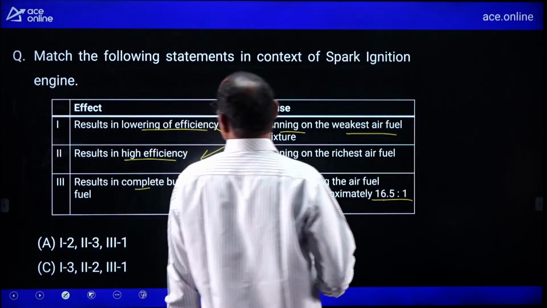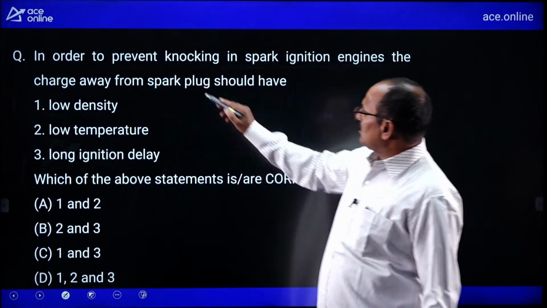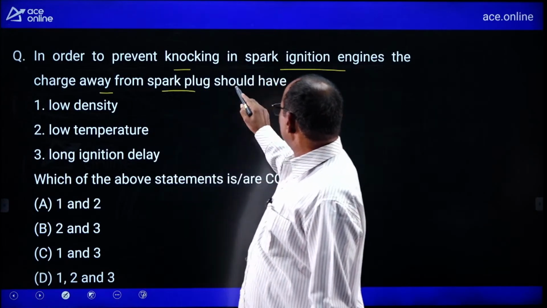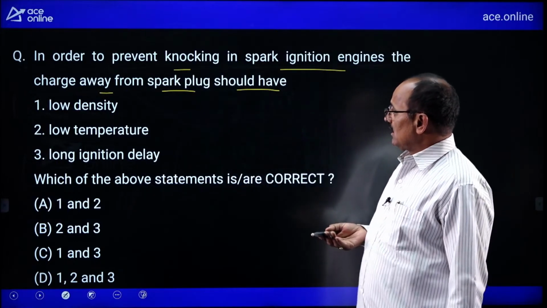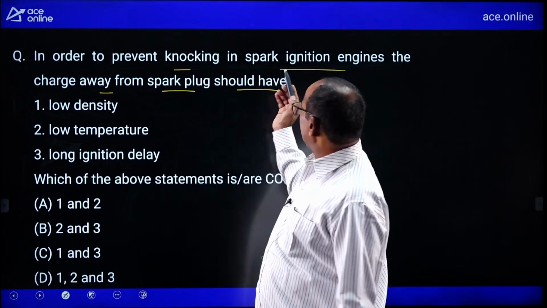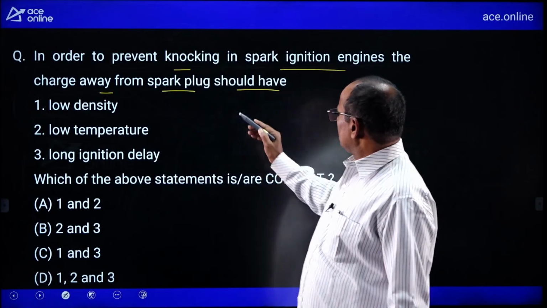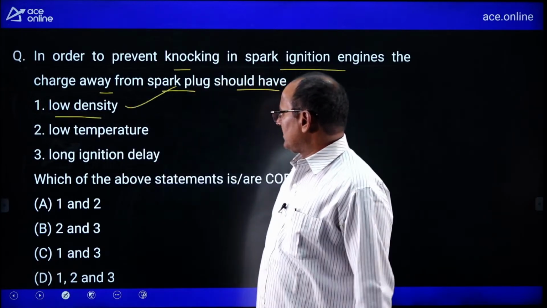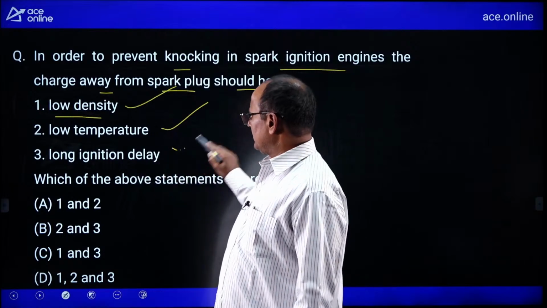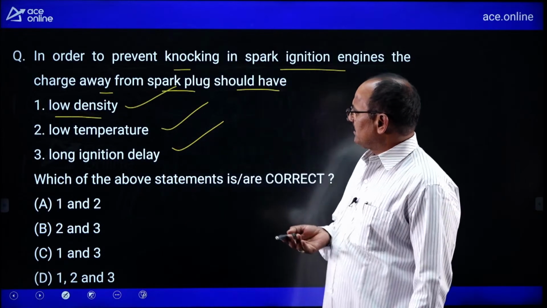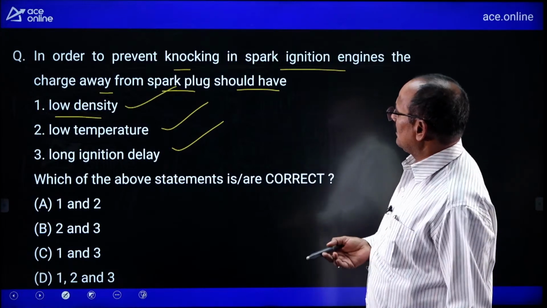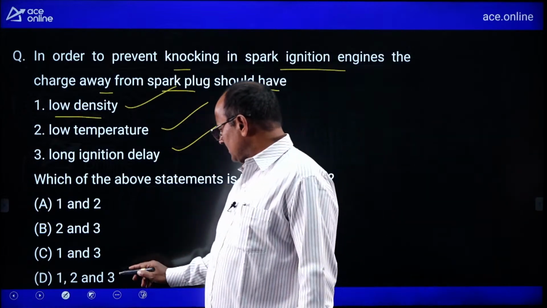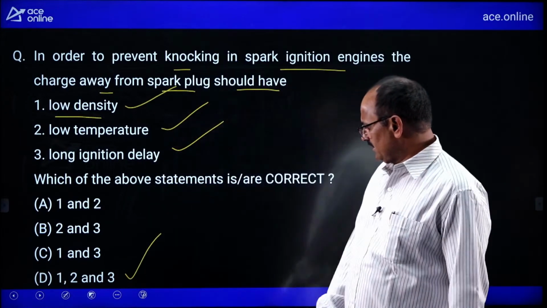Okay, let's look at the next one. In order to prevent knocking in spark ignition engine, the charge away from the spark plug should have. For avoiding knocking in the petrol engine, spark ignition engine means petrol engine, the charge away from the spark plug should have low density, low temperature, long ignition delay. All three factors cause low knocking effect. Therefore, all statements are correct. Option D is absolutely correct.